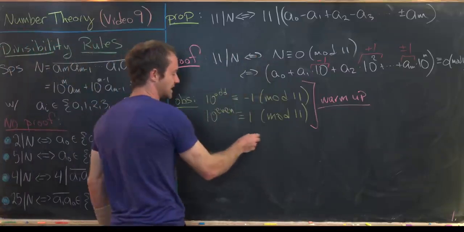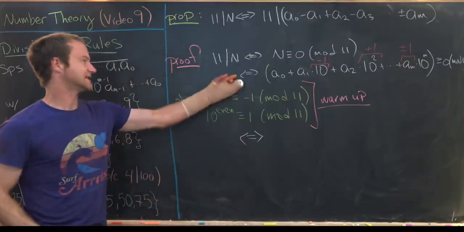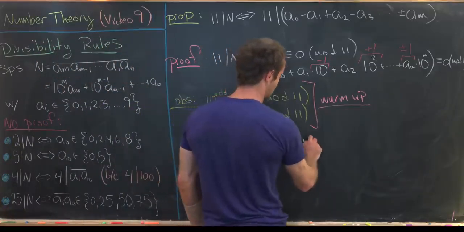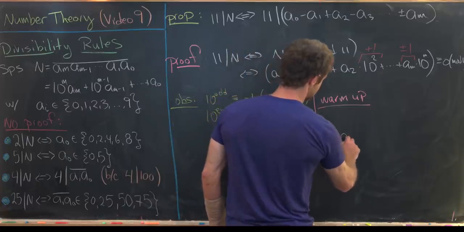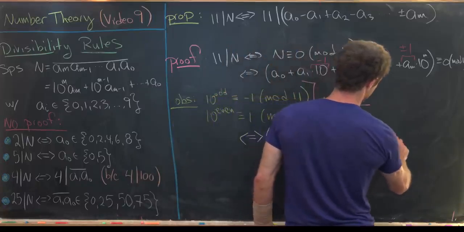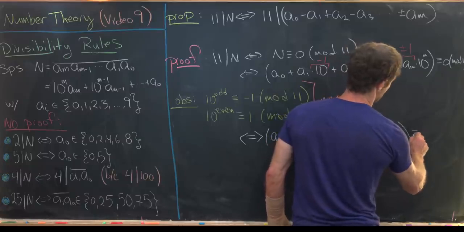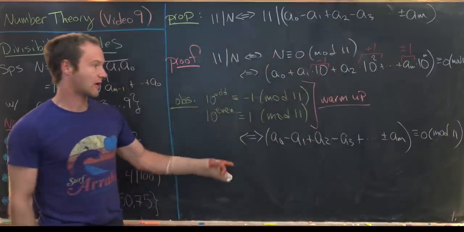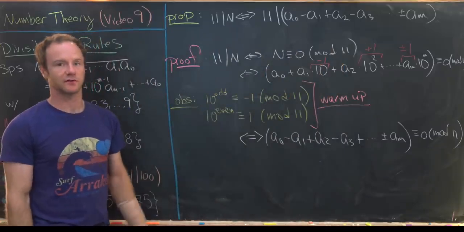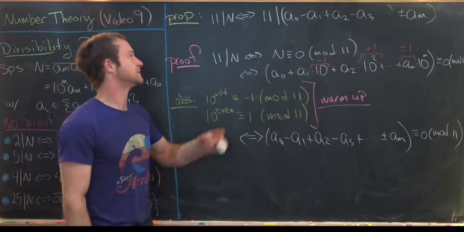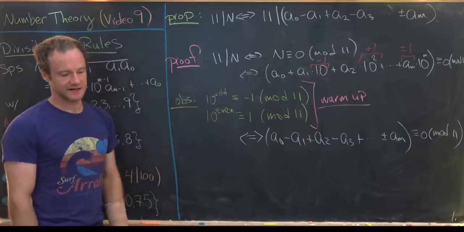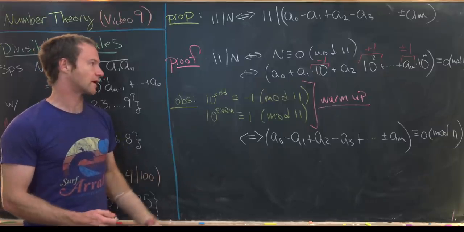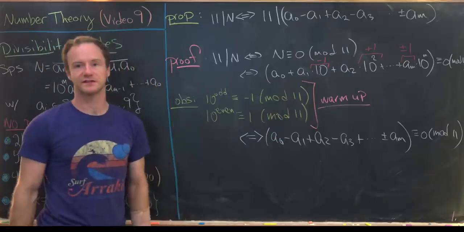So that means we can do that reduction, and this line right here is equivalent to the line a0 minus a1 plus a2 minus a3 all the way up to plus or minus am is congruent to 0 mod 11. But now that alternating sum being congruent to 0 mod 11 is equivalent to 11 dividing that alternating sum. Okay, let's look at one more proof and then we'll state a couple more and leave them as warm-up exercises.